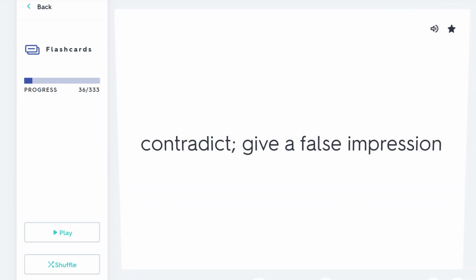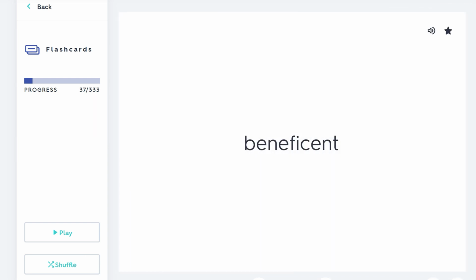Belie. To contradict, give a false impression. Her smile belied the anger that was underneath. Belie. Beneficent. Kindly, doing good. The old man was genuinely beneficent. He gave away so much of his wealth. Beneficent.